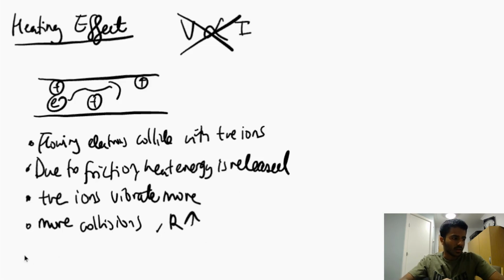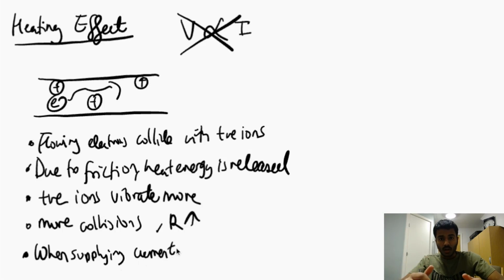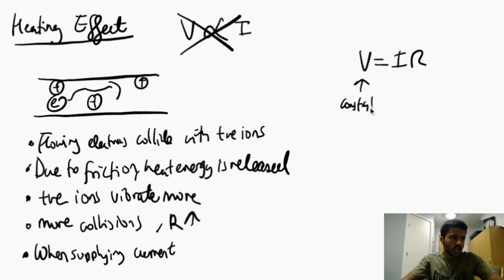Now if you're supplying a current, if you supply that current for a while, you're going to get electrons colliding with the positive ions and the positive ions vibrating more, and due to friction heat is released and the positive ions vibrate even more, and the resistance increases. We saw in the last video that for constant voltage, even if you use the V equals IR formula, if this is constant, as resistance increases, the current must decrease.